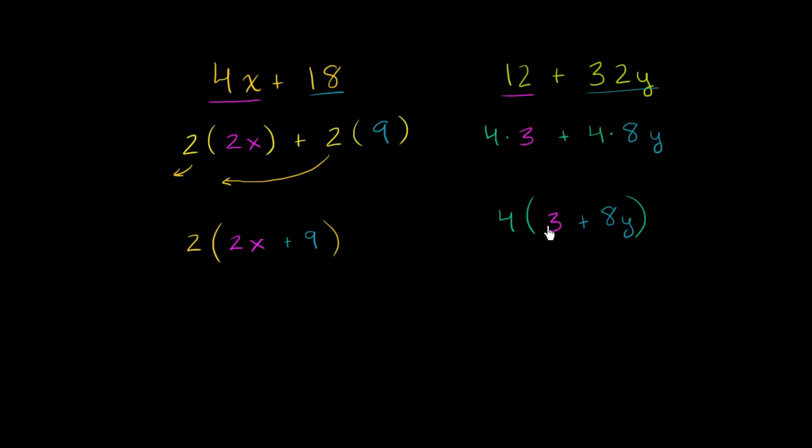And once you do more and more examples of this, you're going to find that you can just kind of do this step all at once. You can say, hey, what's the largest number that's divisible into both of these? Well, it's 4. So let me factor a 4 out. 12 divided by 4 is 3. 32y divided by 4 is 8y.